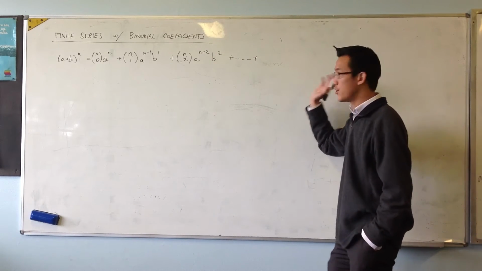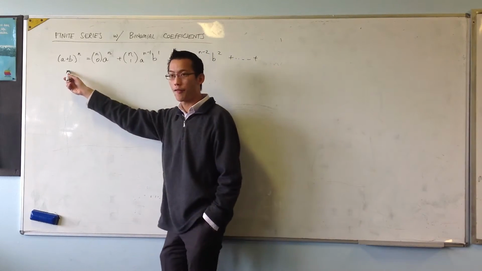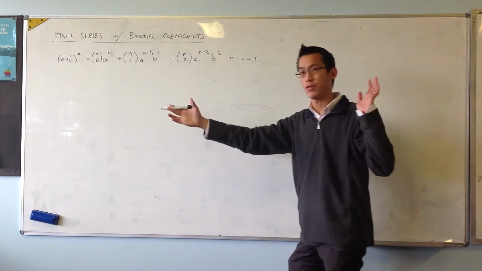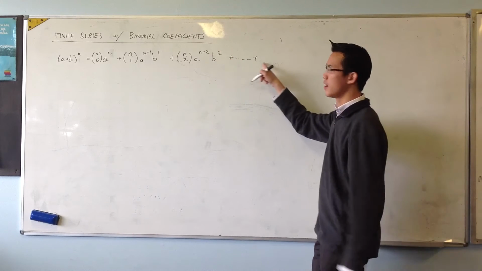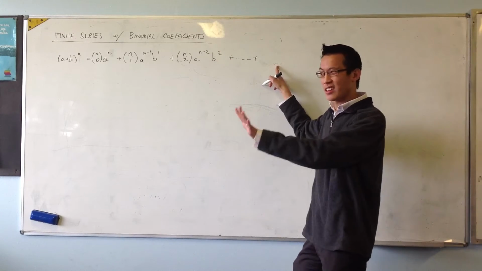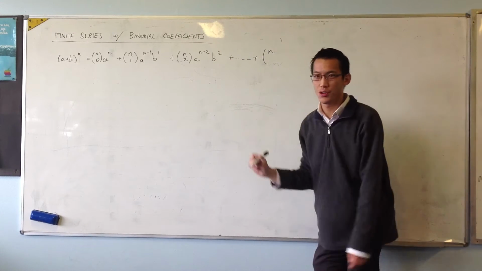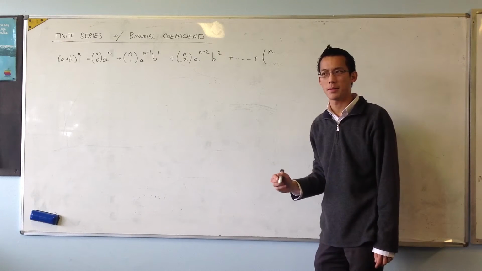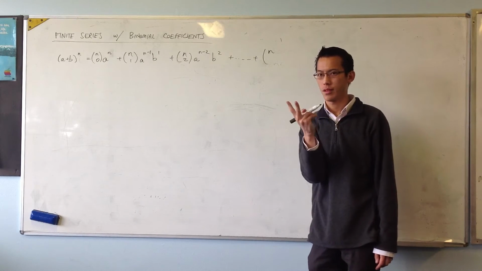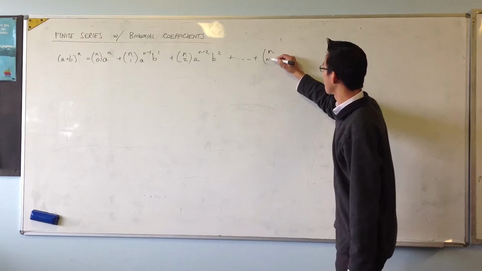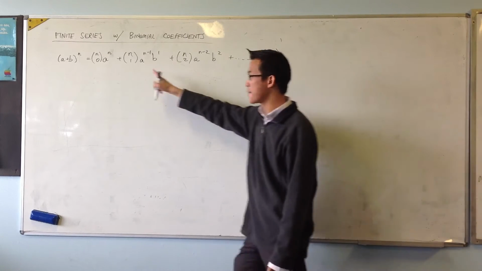Now, how does it finish off? Because this is a finite series, hence finite series, where does it end? Let's do the second last term. Okay, it's still going to be n choose, but what am I going to be up to if I'm at the second last term? n minus 1, right? Which, by the way, is the same as n choose 1.